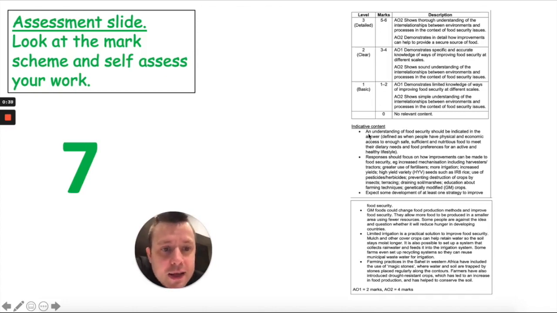Alright? And it can be defined as, this is the definition from this exam paper, when people have physical and economic access to enough safe, sufficient and nutritious food to meet their dietary needs and food preferences for an active and healthy lifestyle. Okay, that's quite a complicated definition, but why not learn it? Now, there's loads of different examples you could talk about, like the examples in the video. I think keep it close to home.